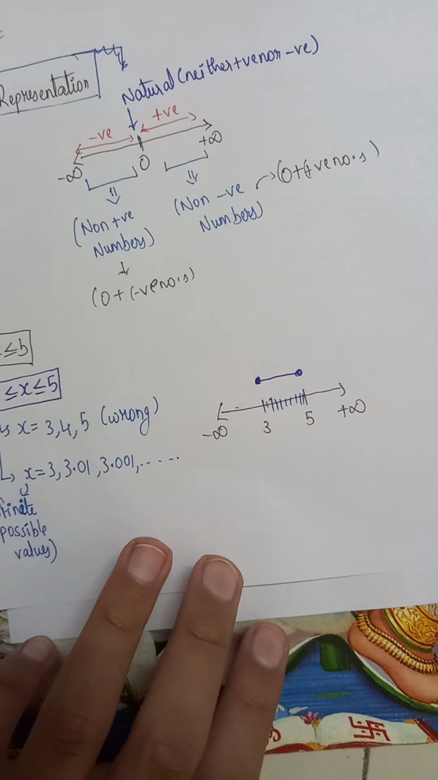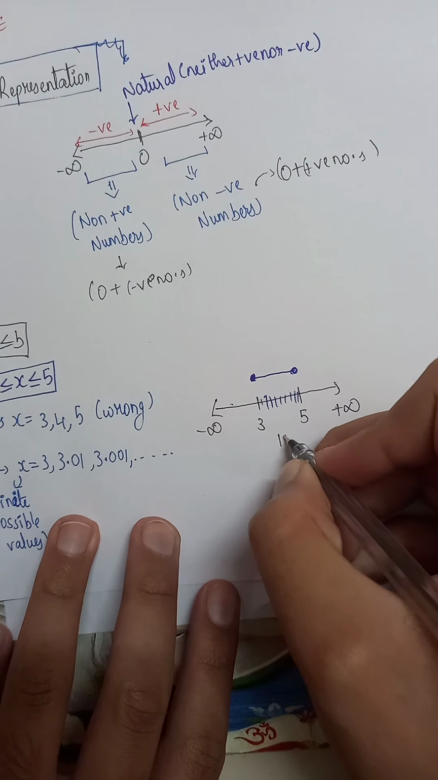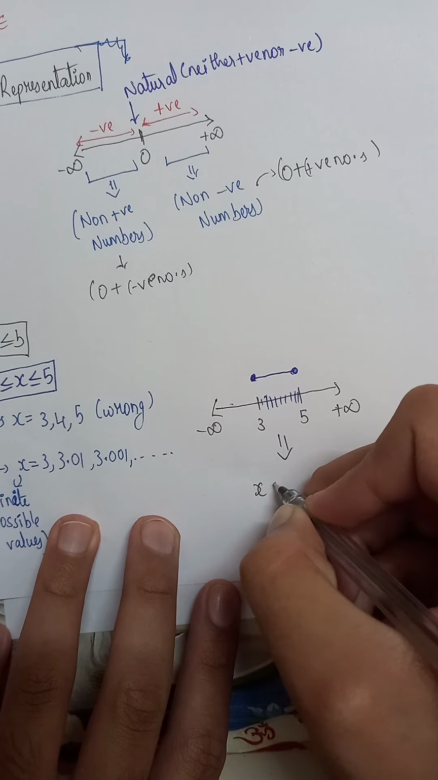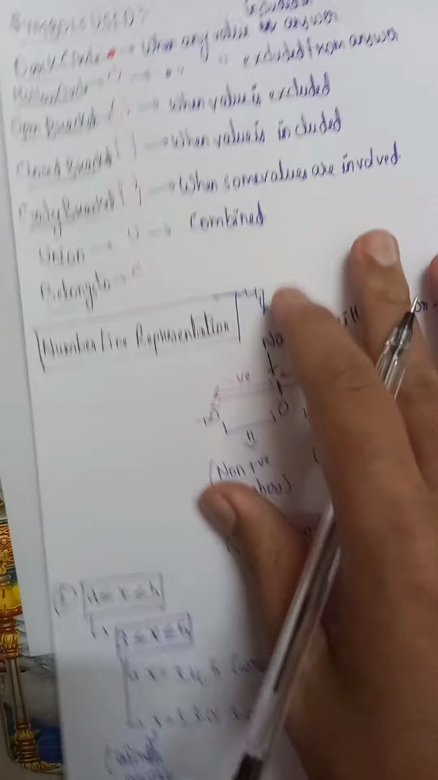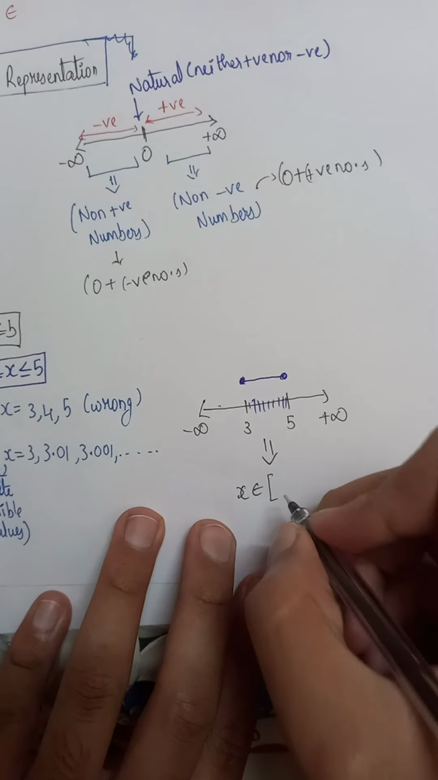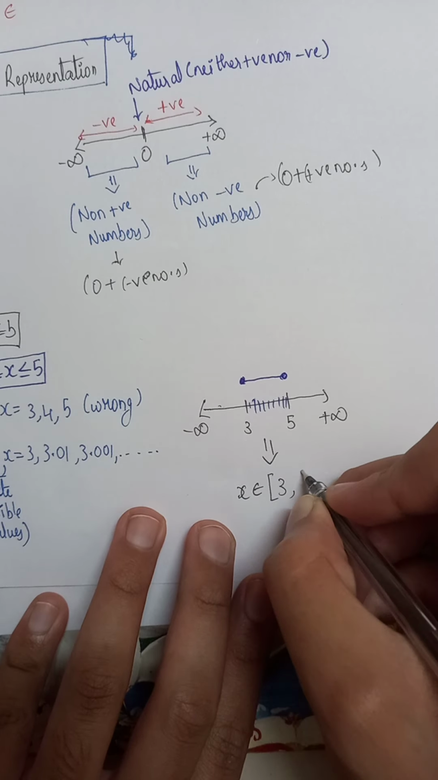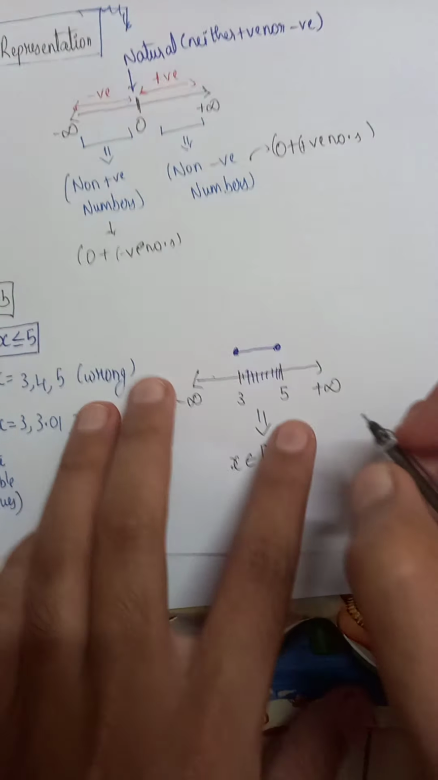So the answer to this question: x belongs to closed brackets, because the values are included. Closed brackets when the value is included. x belongs to 3 comma 5.